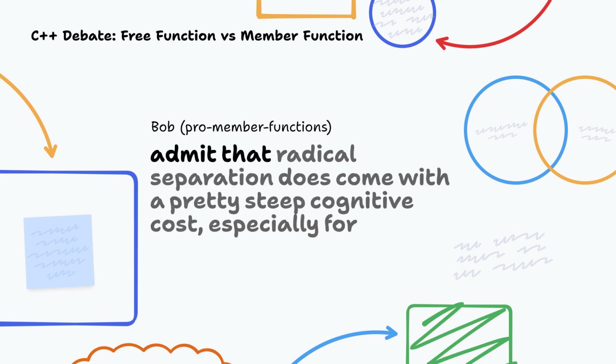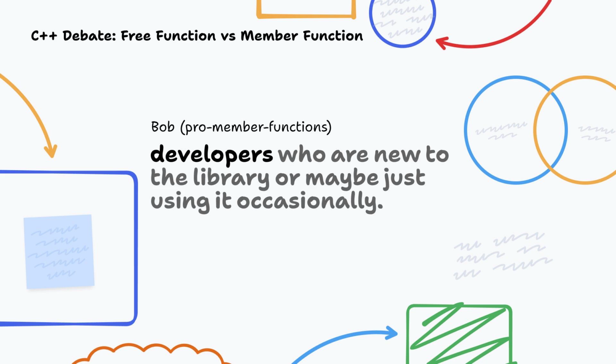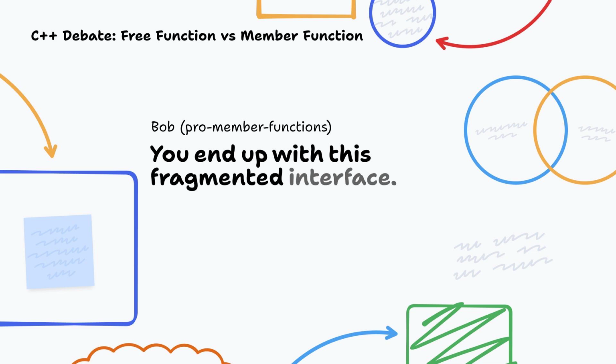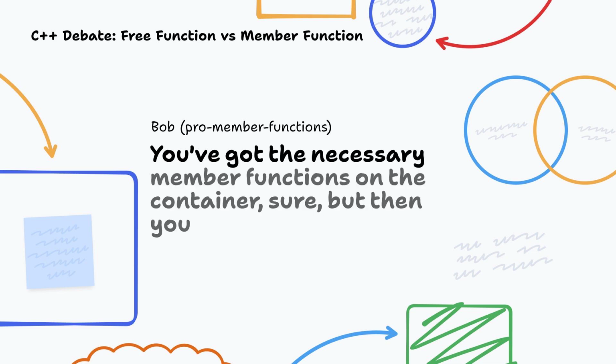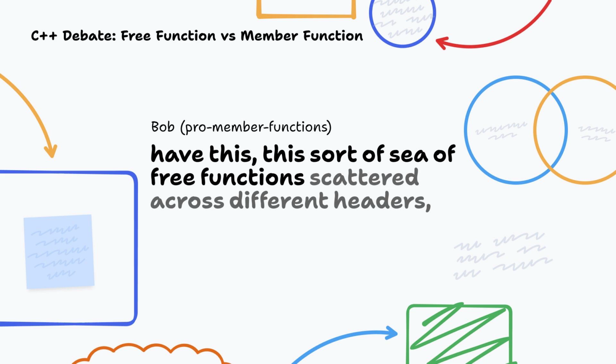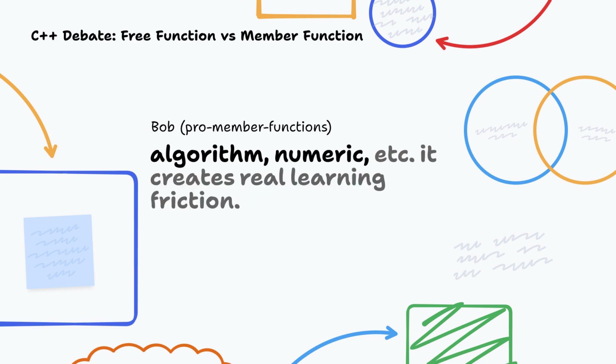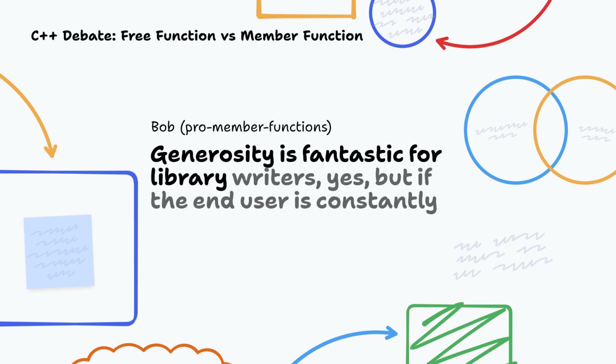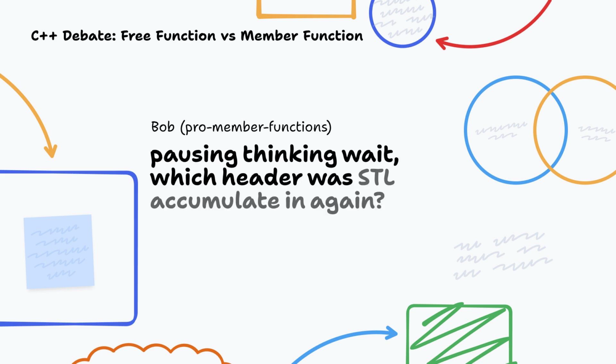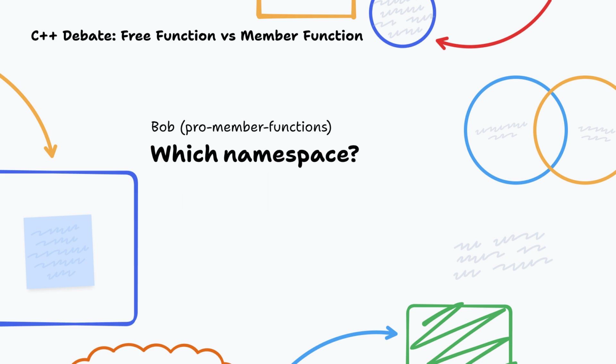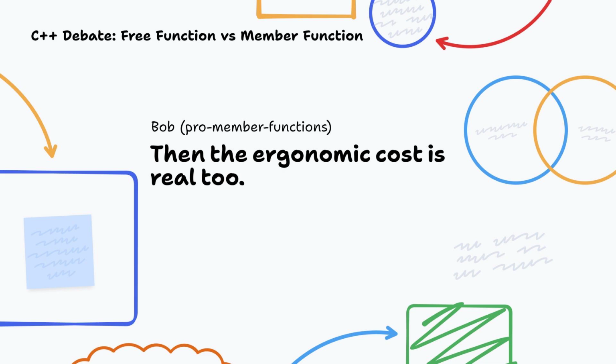But you have to admit that radical separation does come with a pretty steep cognitive cost, especially for developers who are new to the library or maybe just using it occasionally. You end up with this fragmented interface. You've got the necessary member functions on the container, sure, but then you have this sort of sea of free functions scattered across different headers, algorithm, numeric, etc. It creates real learning friction. Genericity is fantastic for library writers, yes, but if the end user is constantly pausing, thinking, wait, which header was std::accumulate in again? Which namespace? Then the ergonomic cost is real too.